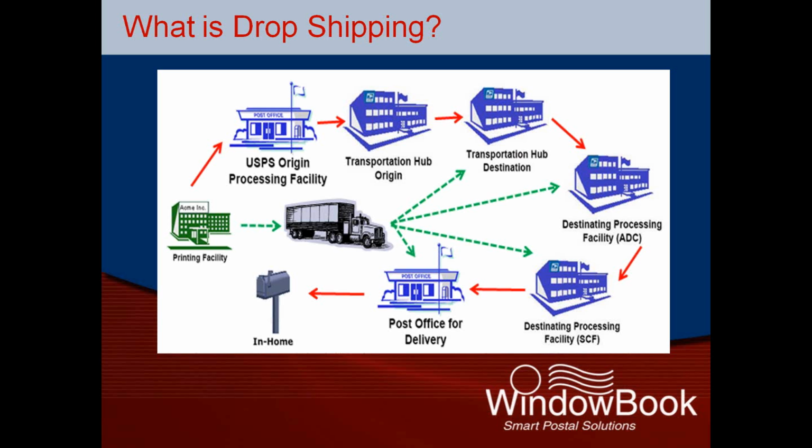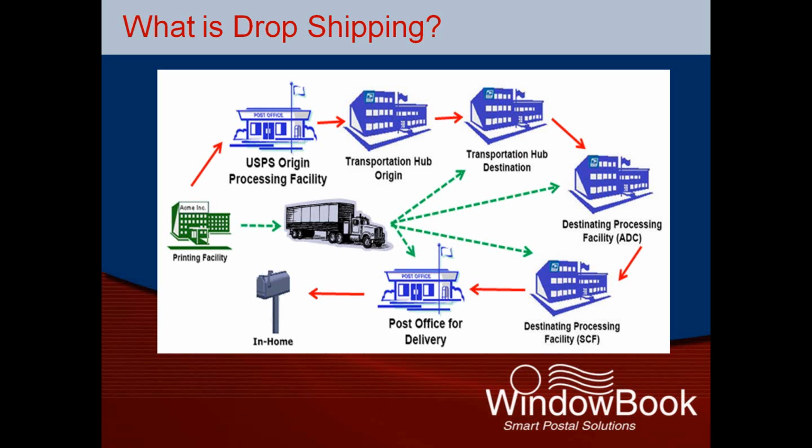There it undergoes further processing and then is transported to a destination transfer hub, or processing facility, such as a sectional center facility, SCF, or an area distribution center, or ADC. After further sorting, at that point, the mail is then transported to the delivery post office, or DDU, where it goes through a final sort and is then sent out with the mail carriers for final delivery to the mailbox.